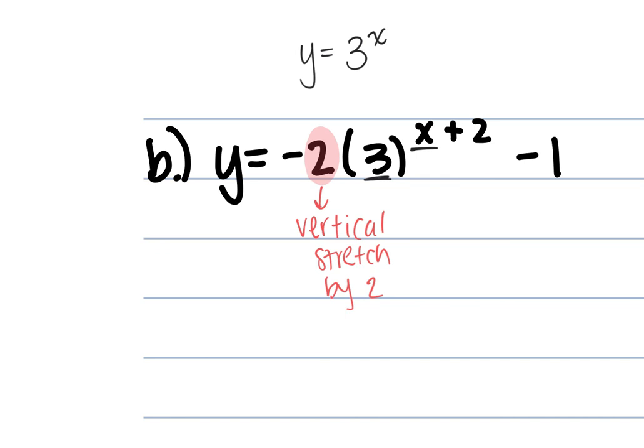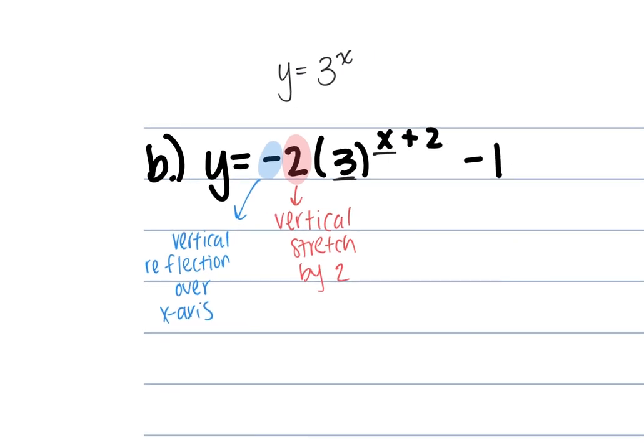Now, treat the negative as a separate transformation. Who knows what this negative is doing? It's a reflection. Very good. Over what axis? It's a vertical reflection over the x-axis. All right, give me another one. There's 2 more.